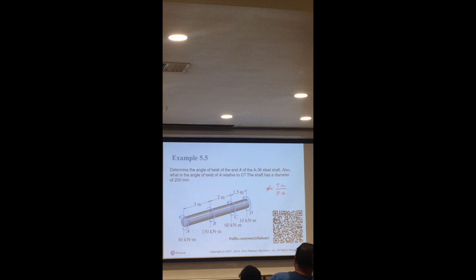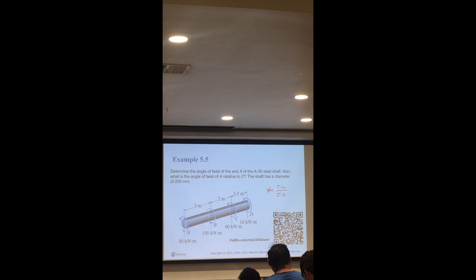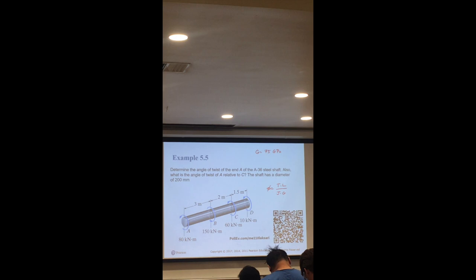It's lower than the normal. Yes, it is going to be much lower. G is 75 gigapascals. Do you remember what E was? The elastic modulus, that was 200 gigapascals. So this is smaller. Help me out here. How do we go about solving this?